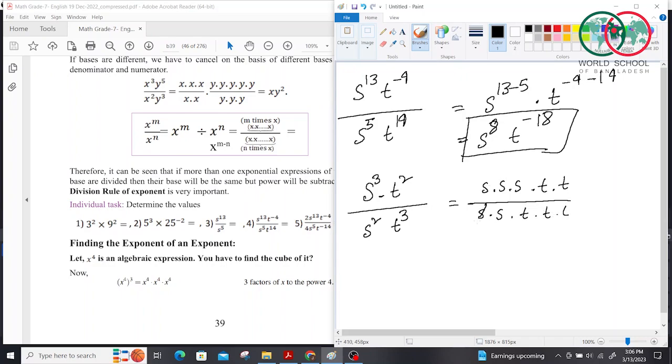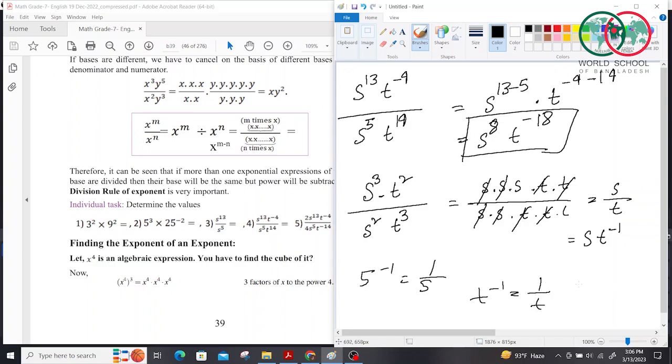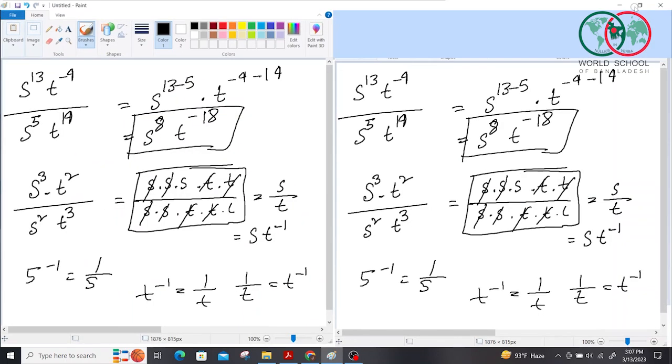Now if we cancel, then we are left with s divided by t. We know that when this is in the denominator, or in division form, we can write it as s times t to the power minus 1, because we know 5 to the power minus 1 equals 1 by 5, thus t to the power minus 1 equals 1 by t. So similarly we can write 1 by t equals t to the power minus 1. Instead of doing this, we directly use the exponent division rule.